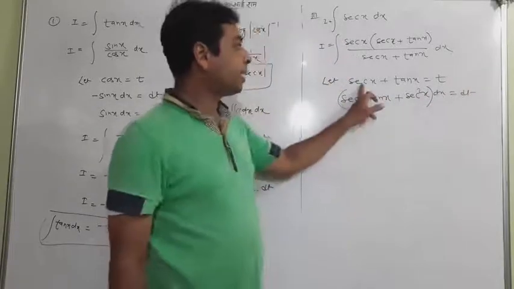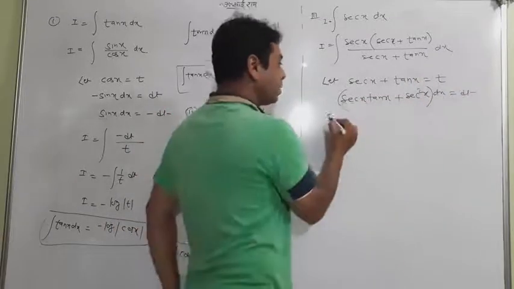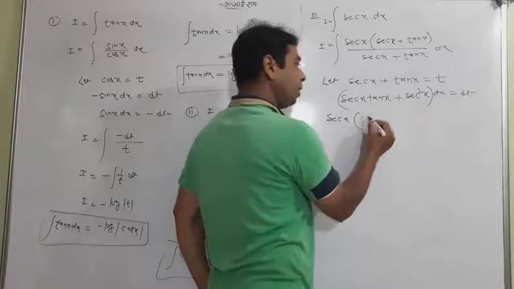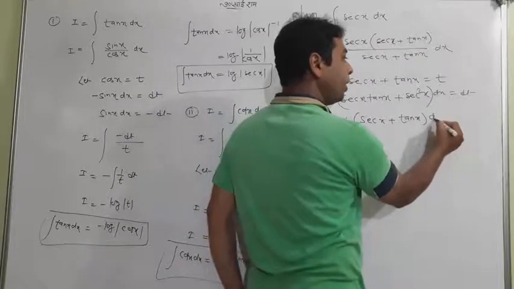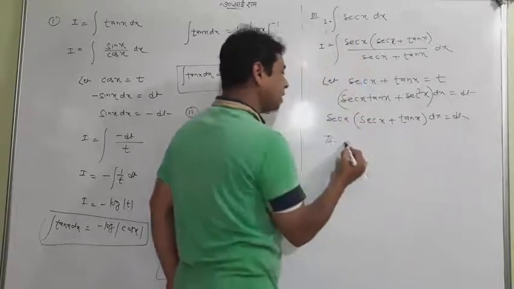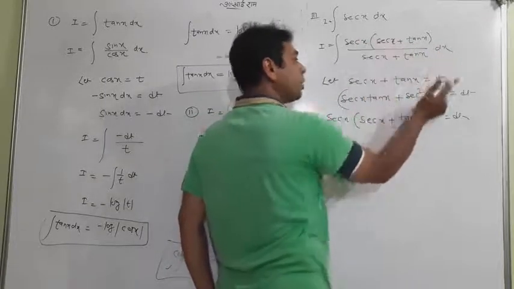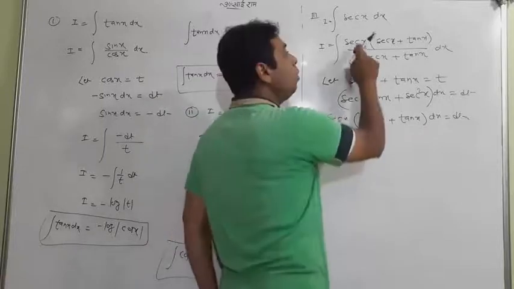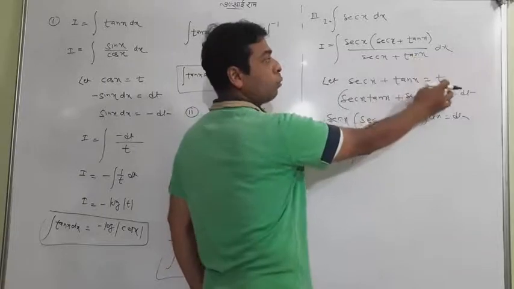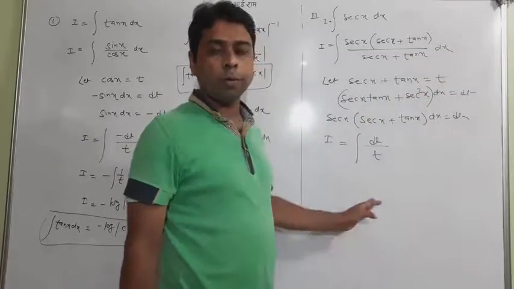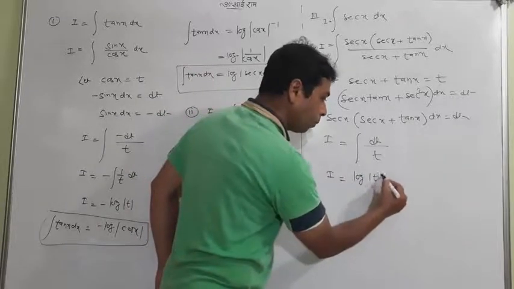Short method. Sec x has a differentiation, tan x has a differentiation, write dx equal to dt, take sec x common. What remains here, students, is sec x plus tan x, into dx equal to dt. Now you can see that sec x into sec x plus tan x into dx, the whole numerator, is looking the same. Now from this whole numerator I can write only dt, upon the whole denominator which was t. So the question is now 1 by t dt, and you know that 1 by t has the integration log t plus c.